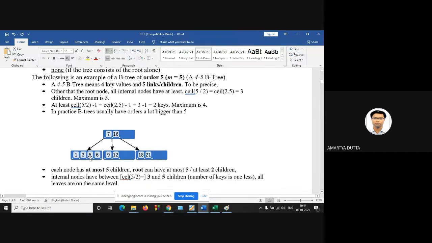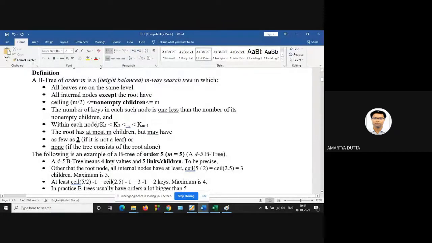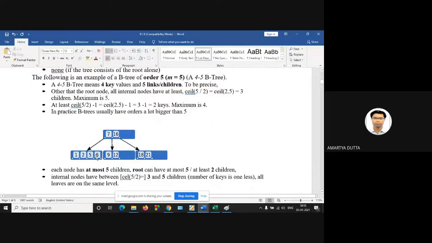So this is the number of keys, and the number of children are denoted by these small white circles. 1, 2, 5, 6, these are the keys, starting from K1. K1 is less than K2, which is less than K3, up to K m minus 1. In our example, the m value is 5. So K of m minus 1 is K of 4. So K1, K2, K3, K4.